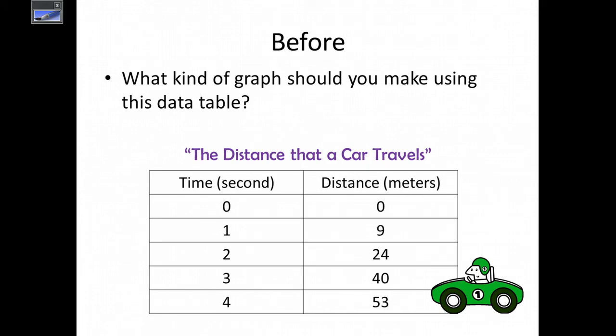So quickly, you don't even need to write this down, but just look at this data table and think about what kind of graph you think we should use for this data table. Because there are 3 kinds of graphs or charts. What kind should this use? The answer is we should use a line graph to show this data because, well, we'll figure that out.